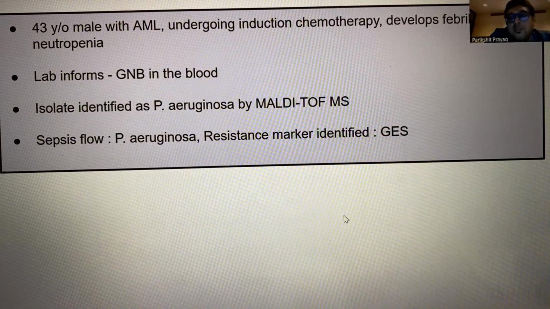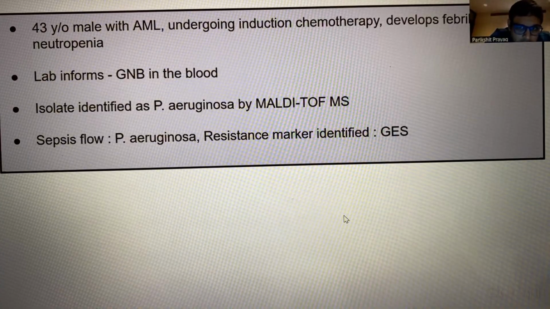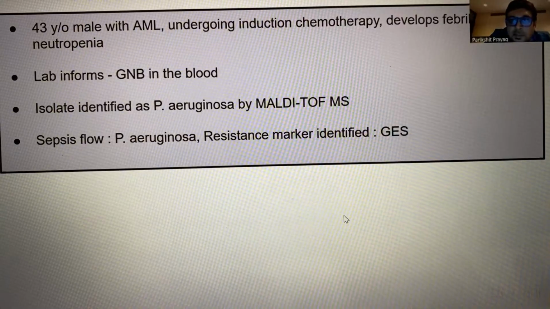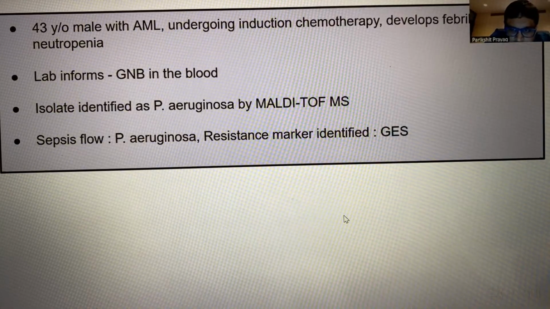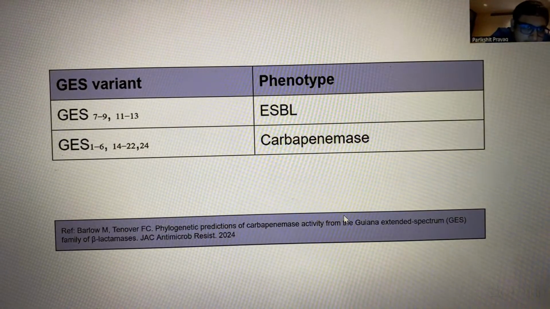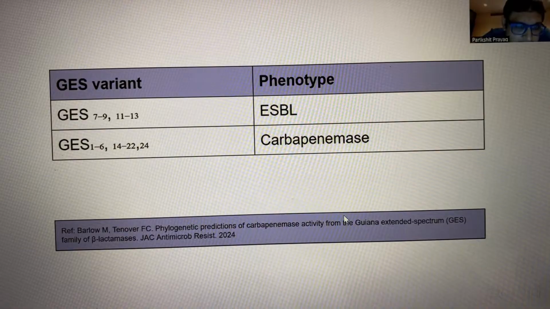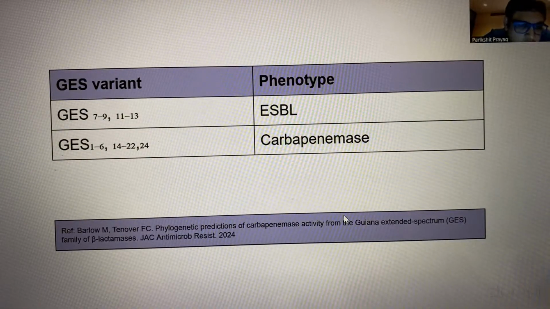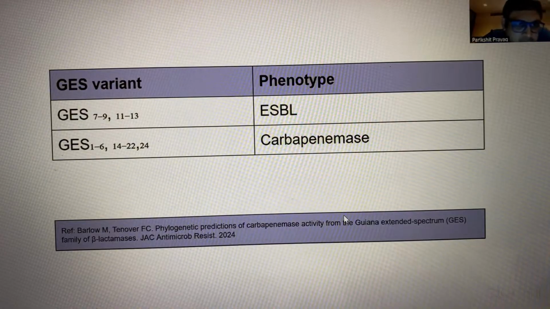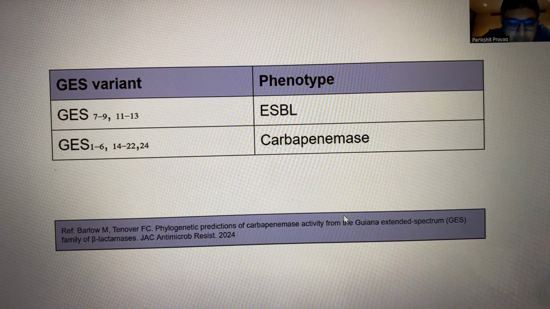Now, it's not a very common enzyme, but every now and then in the setting of Pseudomonas, you will see this enzyme GES in the Indian scenario. So it is a pretty potent carbapenemase, but not always, which means that there are various subtypes of GES, and not all of them will be carbapenemases. There are almost 25 variants of GES. If you look at some of these early variants, you will see that they are ESBL based. So GES 7, 8, 9, or 11, 12, 13, these are ESBL based phenotypically. Whereas GES 1 to 6 and the later ones, 14 to 22, these are obviously carbapenemases.